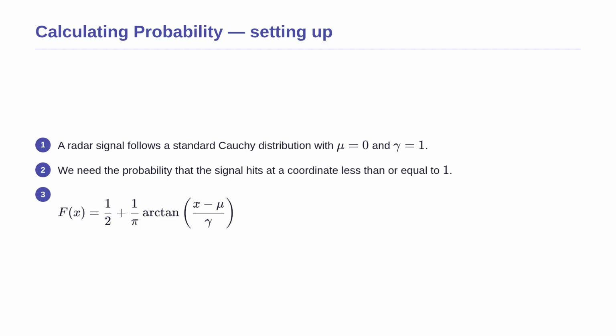Let us see this cumulative formula in action with a concrete example. Suppose a spinning radar emits a signal following a standard Cauchy distribution. We are given the location parameter, mu equals 0, and the scale parameter, gamma, equals 1. We want to find the probability that the signal hits the receiver line at a coordinate of 1 or less. Because we are looking for a less than or equal to probability, we write down our cumulative distribution function to begin.